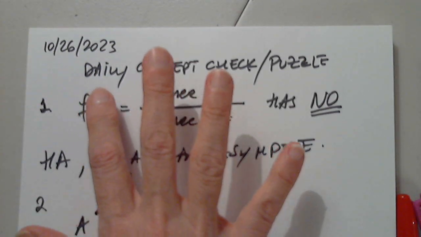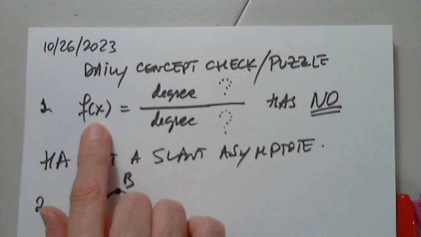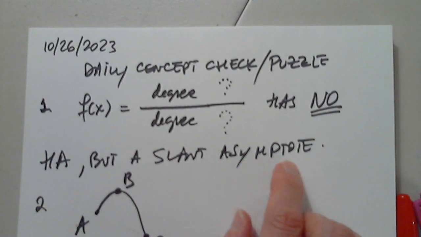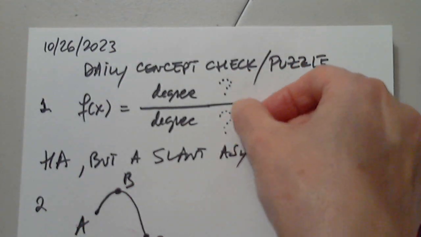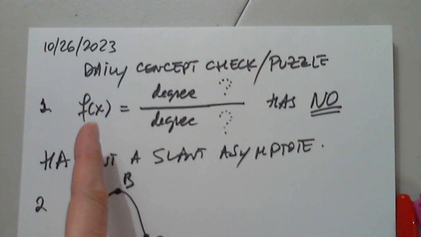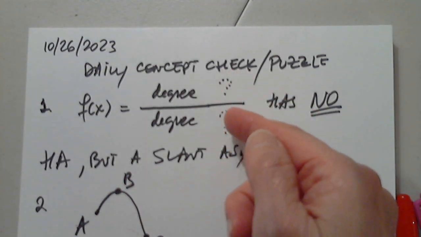Okay, so let's start with the daily concept check. If a function has a slant asymptote and no horizontal, can you give me an example of these degrees? A rational function that has a slant asymptote. Give me an example of these degrees.